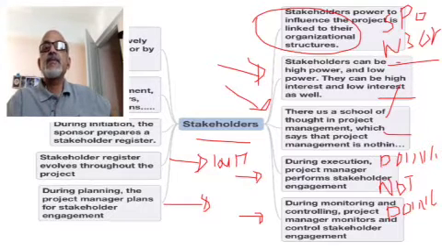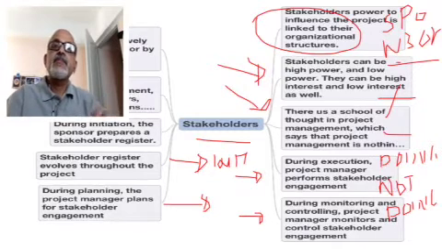plans the stakeholder engagement. There he classifies the stakeholders into four quadrants: high power, high interest; high power, low interest; low power, low interest; and low power, high interest, based on where the stakeholders are coming from, and develops strategies to deal with them. During execution, the project manager performs stakeholder engagement, and during monitoring and controlling, the project manager monitors and controls stakeholder engagement to see whether it is effective or not.